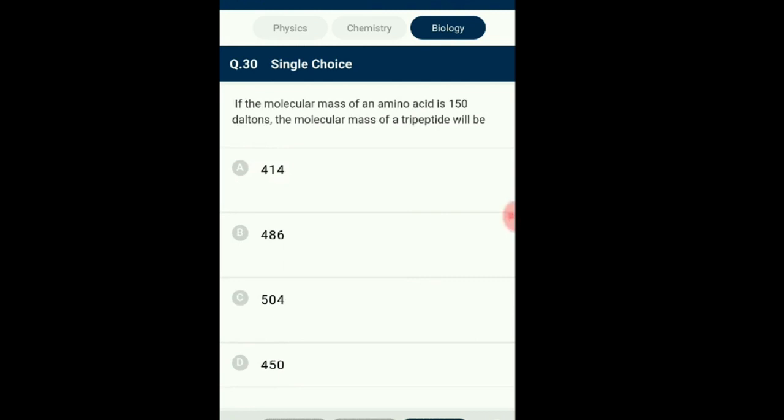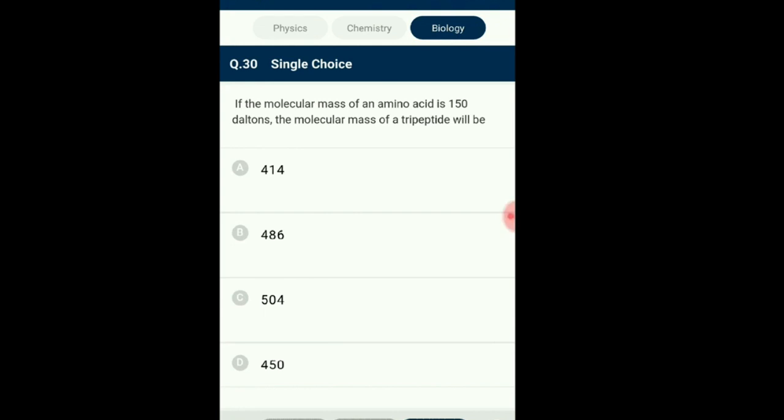Question number 30. If the molecular mass of an amino acid is 150 daltons, the molecular mass of a tripeptide will be. A tripeptide is formed by the condensation of 3 amino acids with the loss of 2 water molecules. The molecular mass of 2 water molecules is 18 into 2, equal to 36.